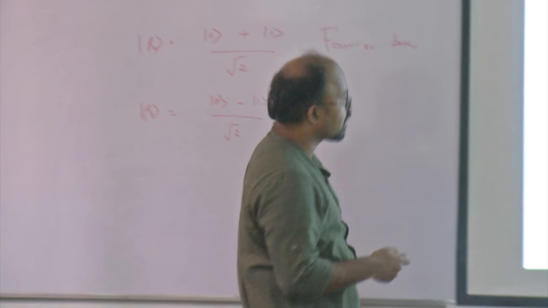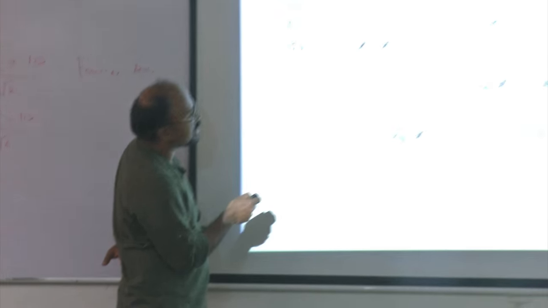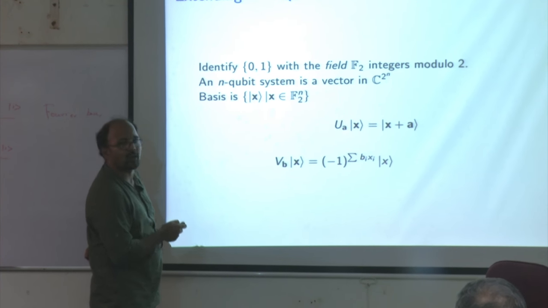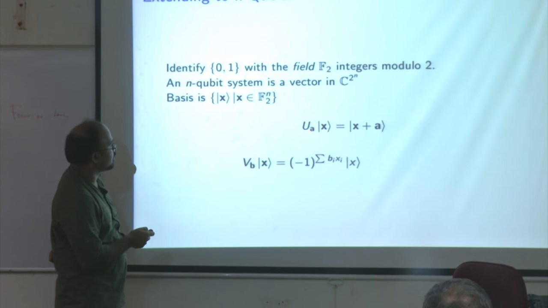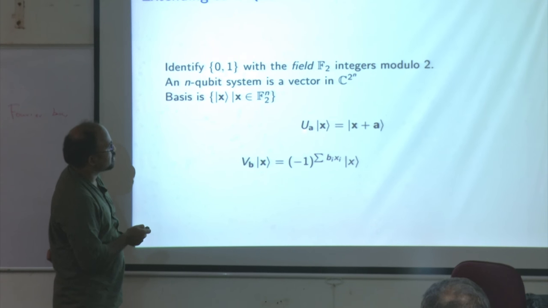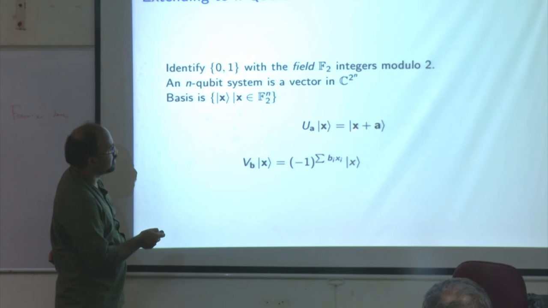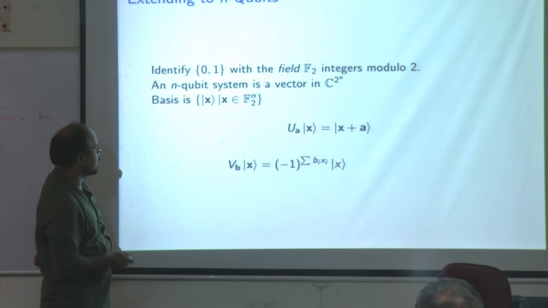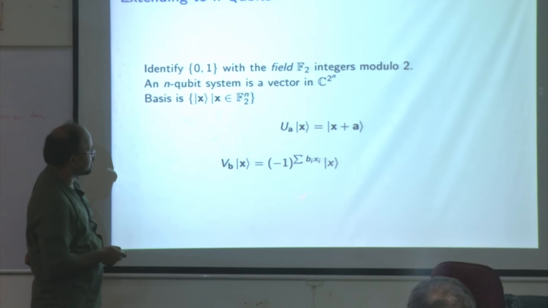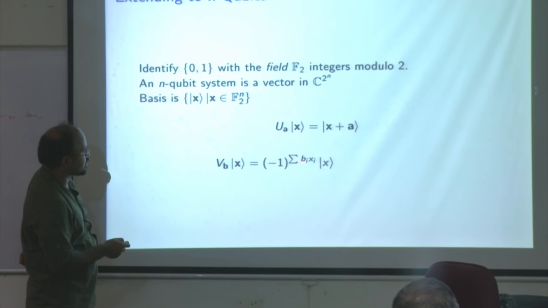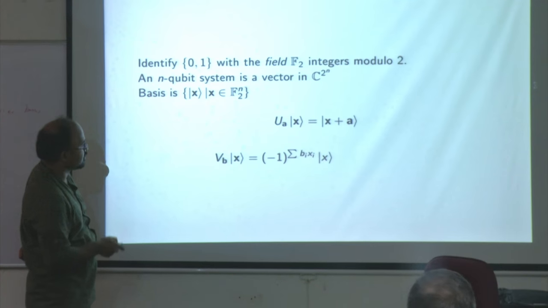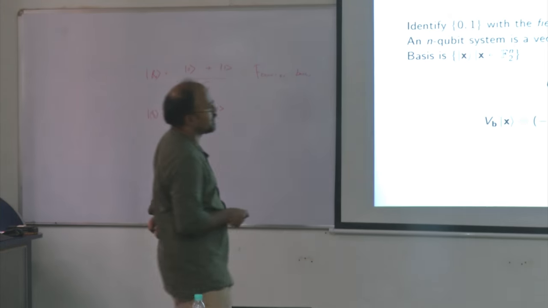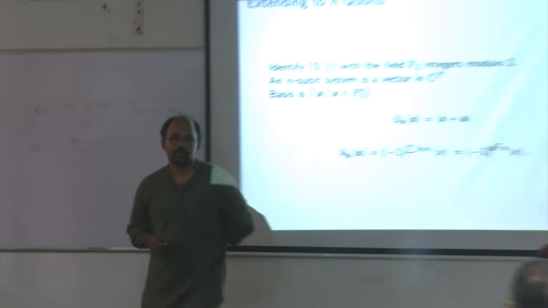And what is the basis that we are going to talk about? It's ket of x, where x now is an n bit pattern. And you can extend these operators. These operators are called Weyl operators because they were defined by Weyl. So U_a applied on ket x is just ket x plus a. Now these are n bit vectors, and you add by doing component-wise vector addition. You can also define D_b like this. D_b applies a phase, which is minus 1 power b dot x, where you think of these as column vectors. But how is there a minus 1 in F2?